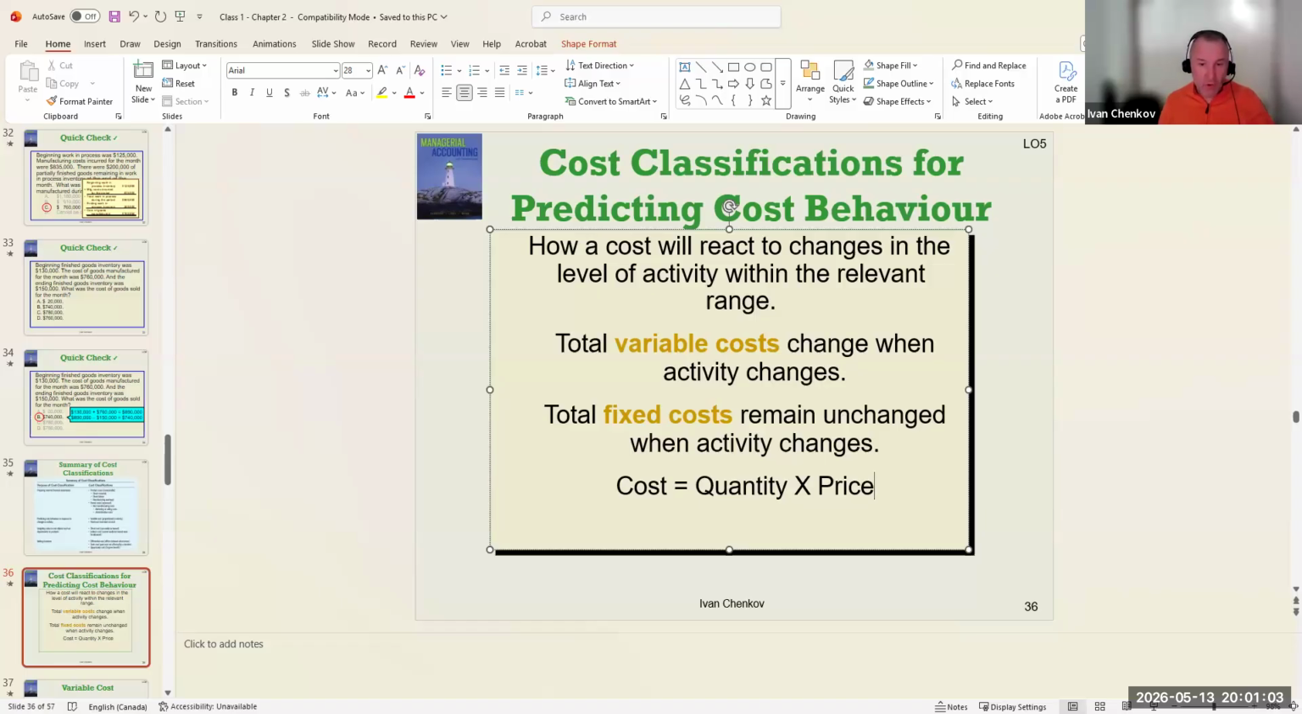If you don't have a quantity, there's no cost. If you don't have a price, there's no cost. So those two have to meet together in order for you to have cost. For example, you're going to buy coffee.